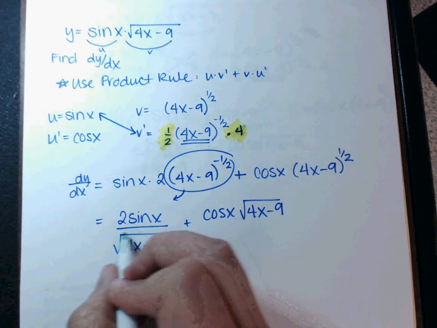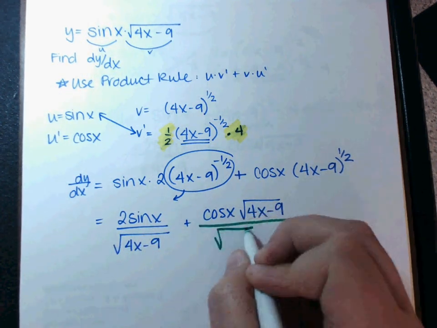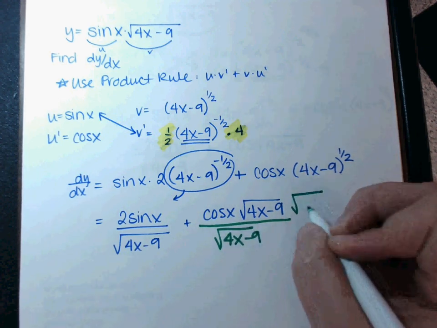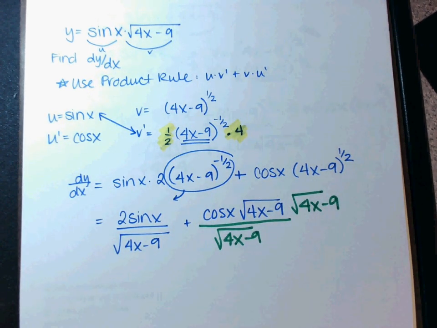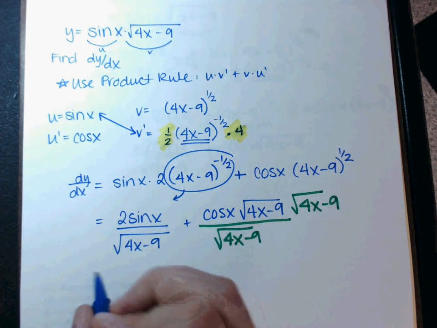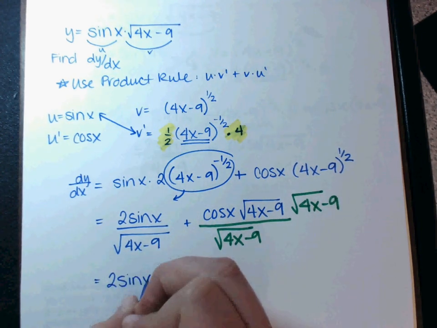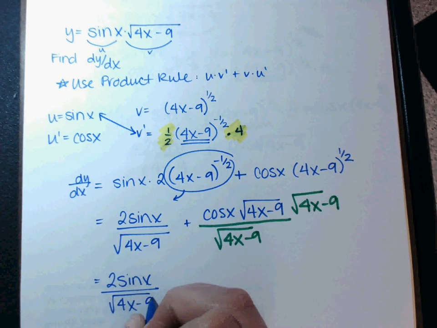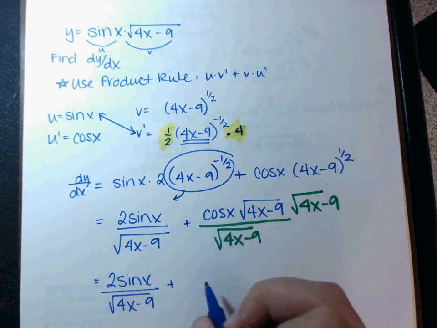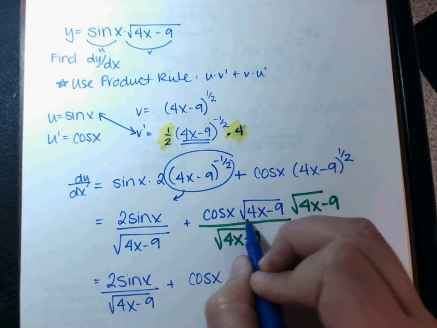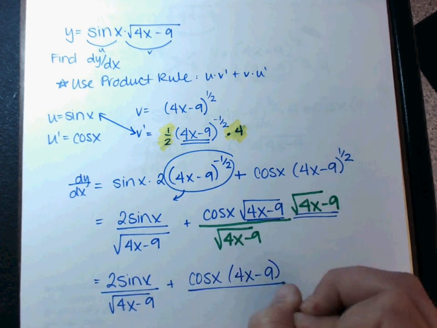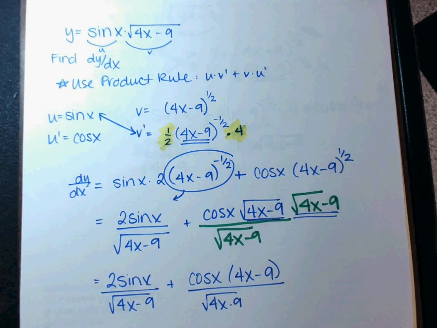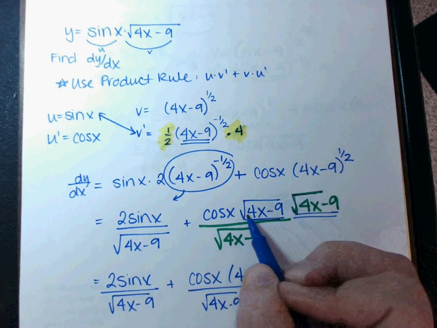So what I'm going to do is, if this one has this on the bottom, I'm going to multiply by the square root of 4x minus 9 on top and on bottom, because remember, that's the same as just multiplying by 1. So then if I do that here, I have 2 sine x over 4x minus 9 plus, I have my cosine x, and then if this is the square root of 4x minus 9 times another square root of 4x minus 9, now it's just a 4x minus 9. And so the reason that that's better is that if you have 2 of these, then the square root part is going to go away.